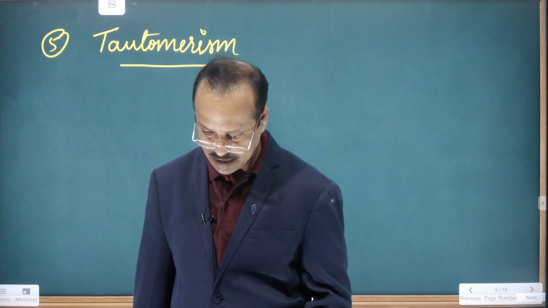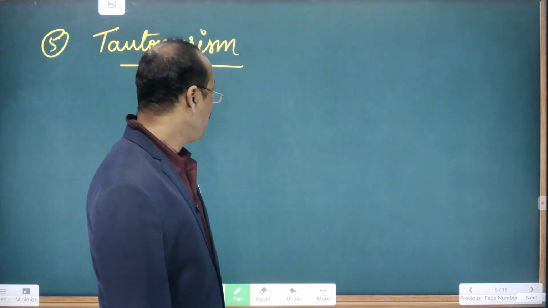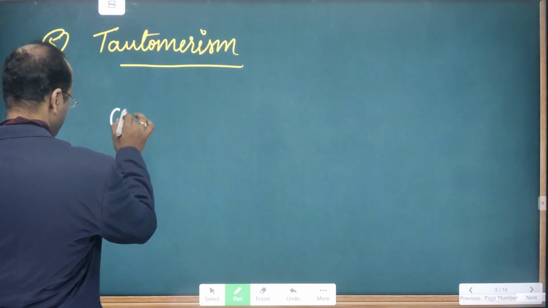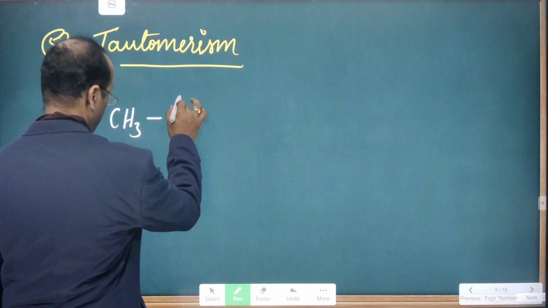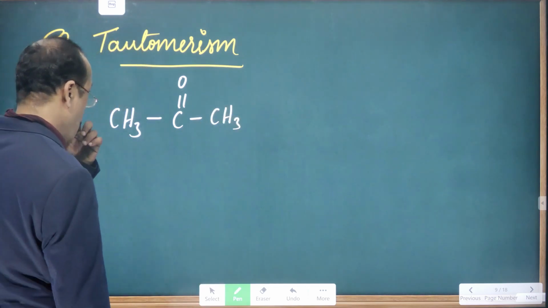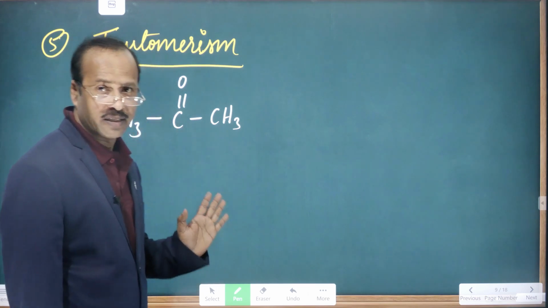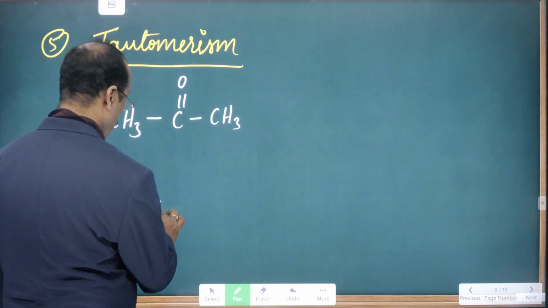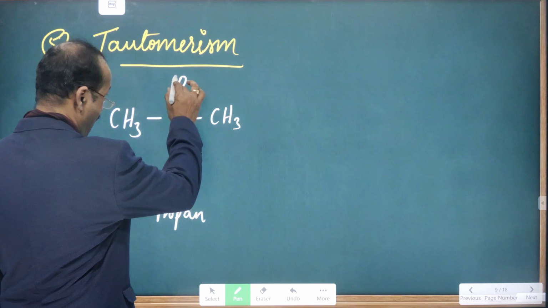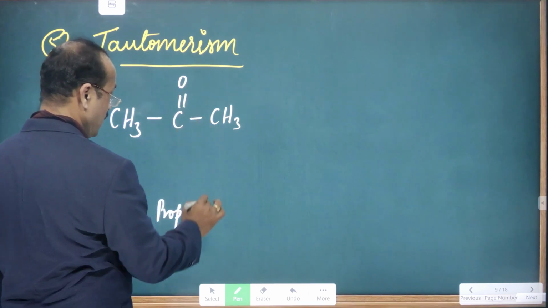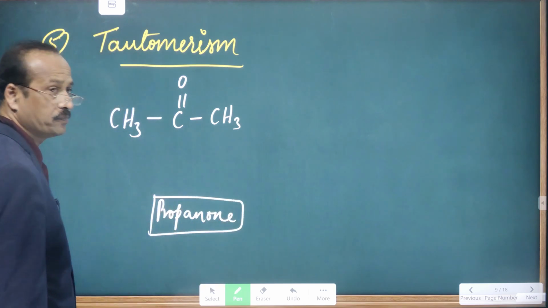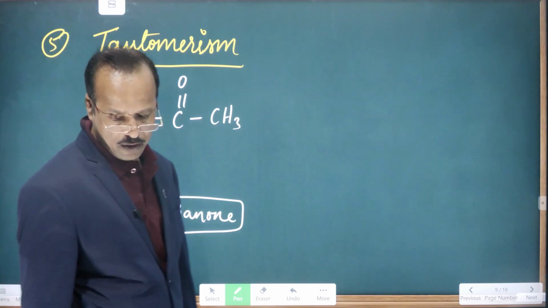So here, observe carefully. I will take one compound so that you can understand. I am taking CH3, C double bond O, CH3, right. So 1, 2, 3 carbons, that is prop, and between carbons there is a single bond. This is a ketone, C double bond O, ketone. So the name of this one is propanone, correct?